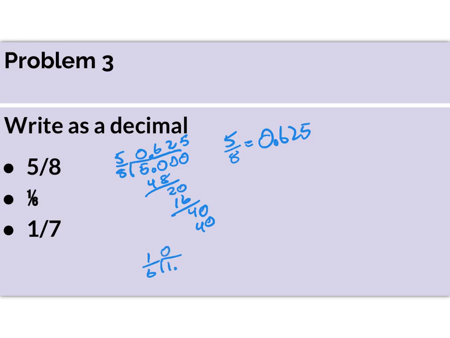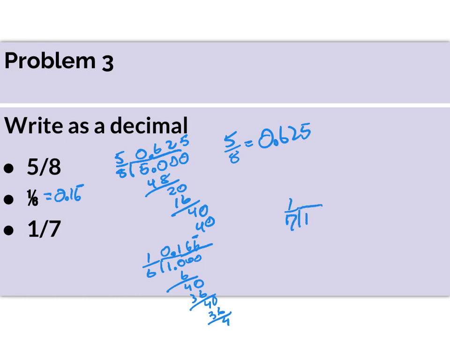1/6. Drop the 1 in. It goes in 0 times. 6 goes into 1 0 times. Add a 0. Put your decimal point up. 6 times 6 is 36. We get 4, a 0. 6 times 6 is 36. We get another 4 out. So 1/6 equals 0.16 with the 6 repeating.